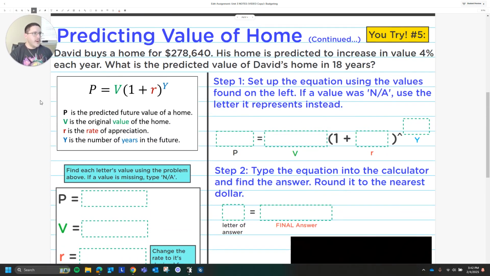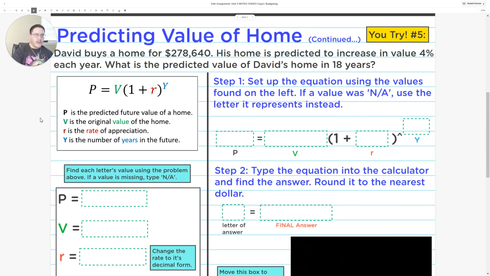Okay, so at this moment, go ahead and pause the video. Try this problem on your own. Otherwise, I'm going to continue on and show you all how to do this.